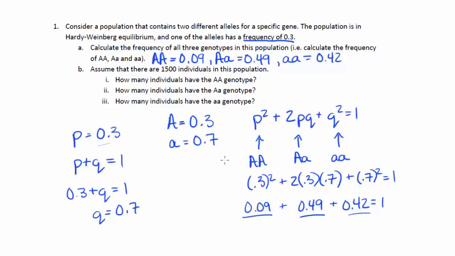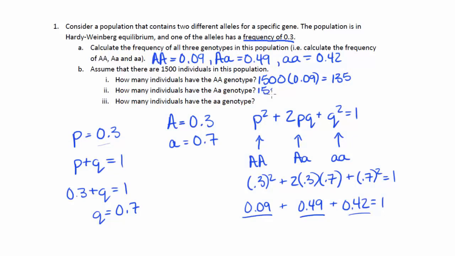To answer the next question, we're told that we've got 1,500 individuals in this population, and we want to know how many individuals have each one of those genotypes. So all we would do in this case is we would take our 1,500 individuals that we know we have, and we would multiply that by the frequency of that particular genotype. So for big A, it's 1,500 times the 0.09. When we do that, we're going to get 135 individuals.